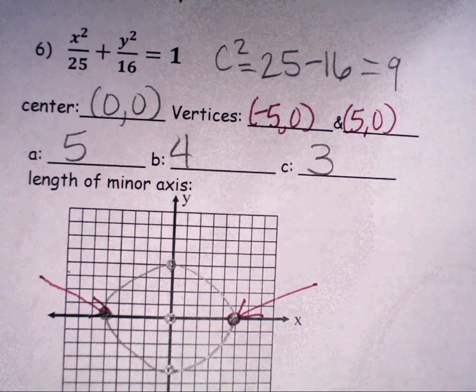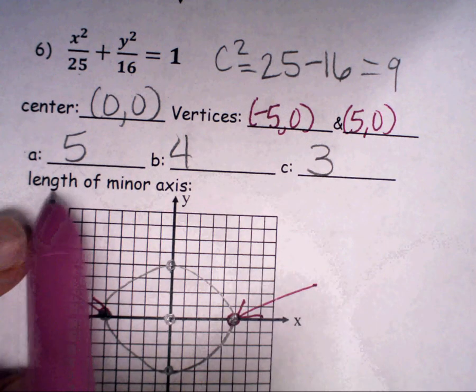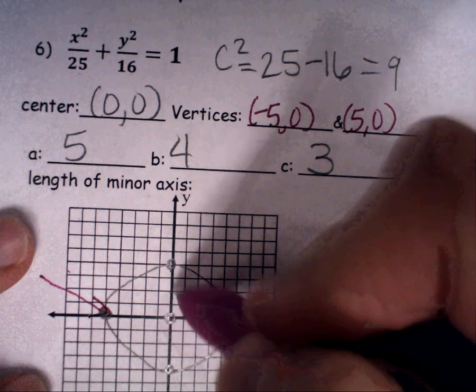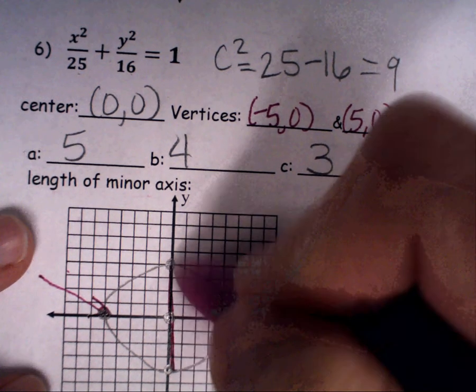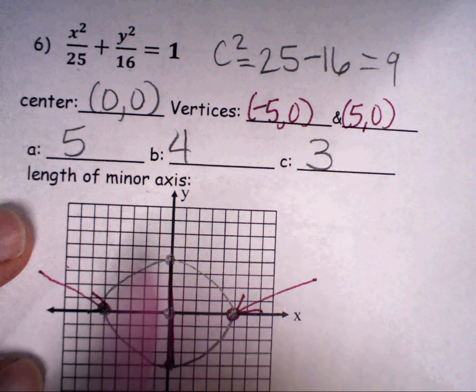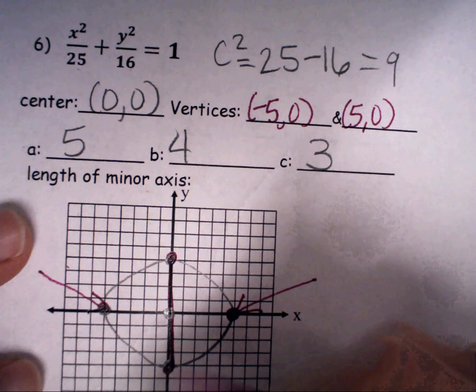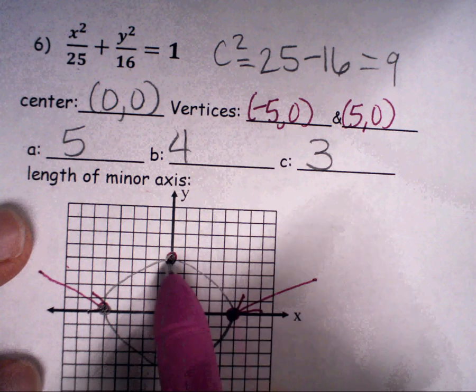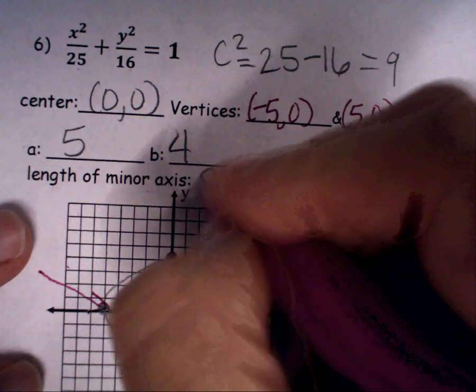And then it's tricky, it says length of the minor. The length of the minor is the smaller ends. So the smaller side of your ellipse is your minor axis, so I would count from end to end for my minor, and that would be 4 and 4, making it 8.